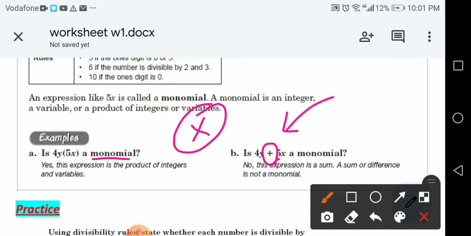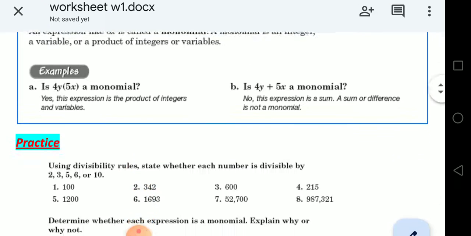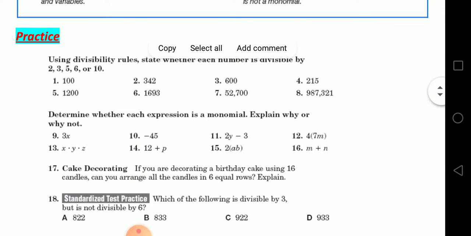So guys, when I have plus or minus between them, I'm not having a monomial. This expression is a sum. A sum or difference is not a monomial, right? So let's have some practice here. Using divisibility rules, state whether each number is divisible by 2, 3, 5, 6, or 10.